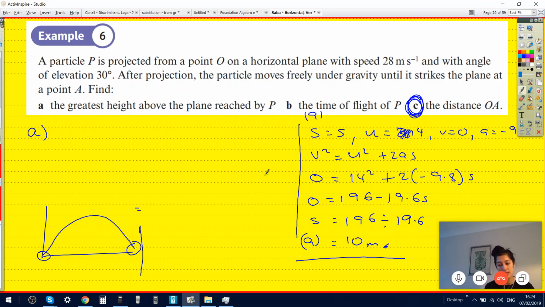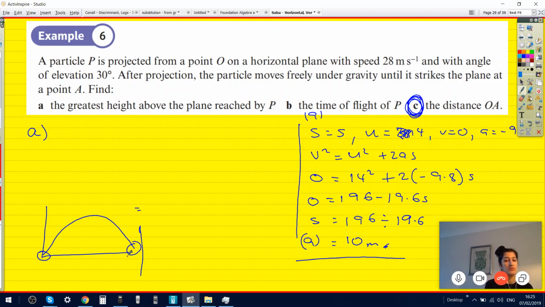We need time. Do v equals u plus at. Say it again, sorry? V equals u plus at. Okay, so what is V at the end? 0. You don't know that. V is 0 at the top. Oh, I don't know then.